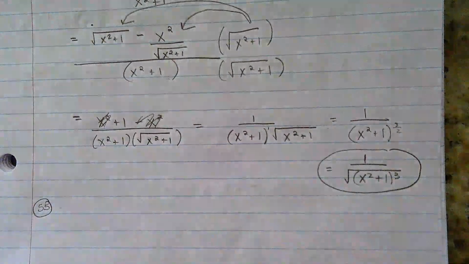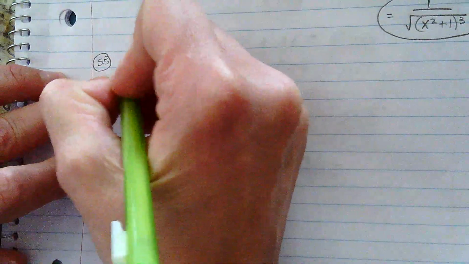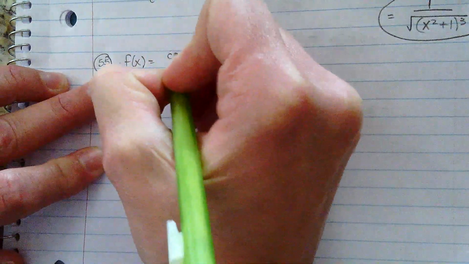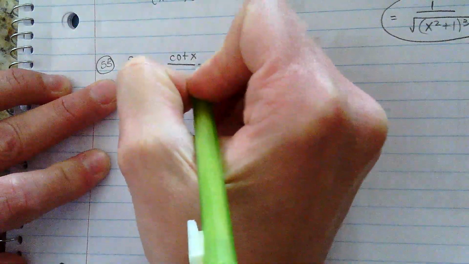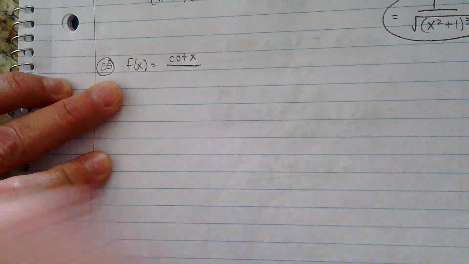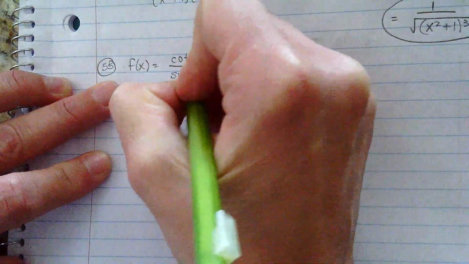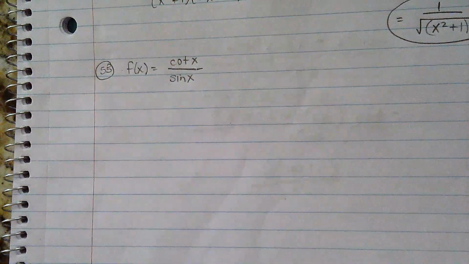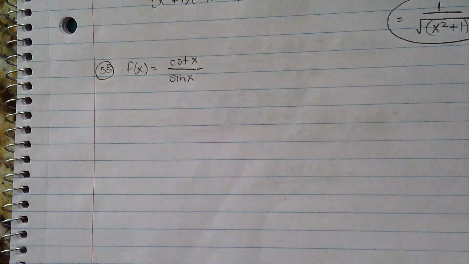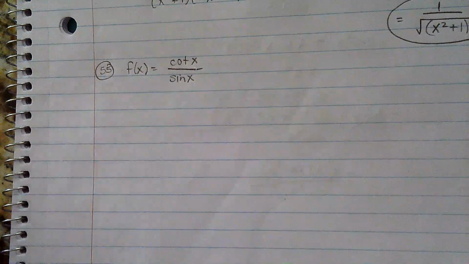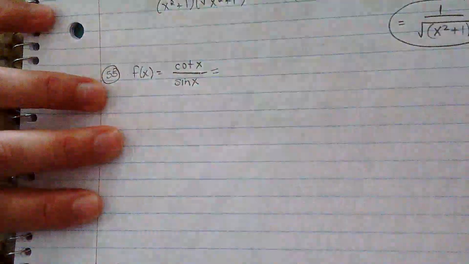55. See if I have enough room here for that. F of x equals cotangent of x over sine x. Now, I don't love cotangent. Off the top of my head, cotangent isn't one of my strengths in the sense that I just know what the derivative of that is. So I would probably manipulate the original first to put it into something that I like.